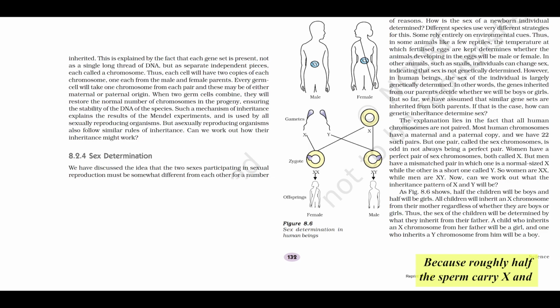Because roughly half the sperm carry X and half carry Y, there's essentially a 50% chance of conceiving a boy and a 50% chance of conceiving a girl with each pregnancy. It's a simple, elegant genetic mechanism. Diagrams like figure 8.6 show this clearly. So it boils down entirely to whether the father's sperm contributes an X or a Y. The mother always gives an X. Is this specific point that the father determines the sex a common question in board exams or NEET?